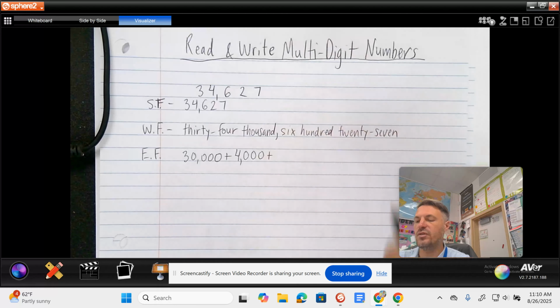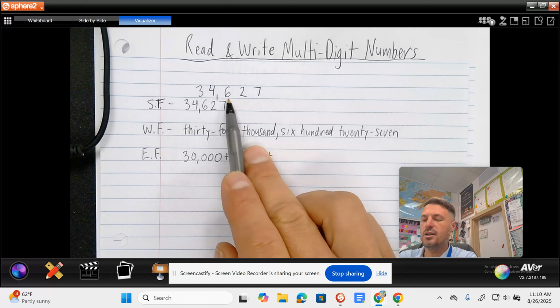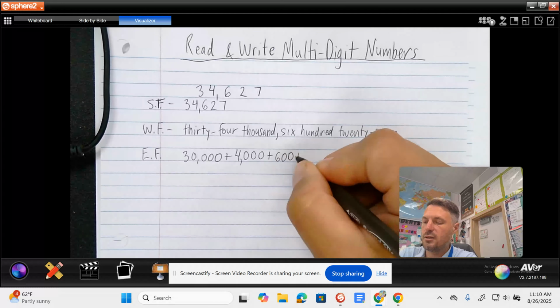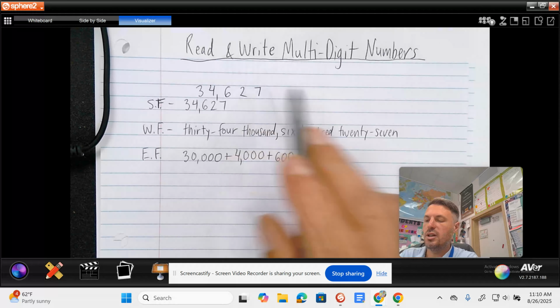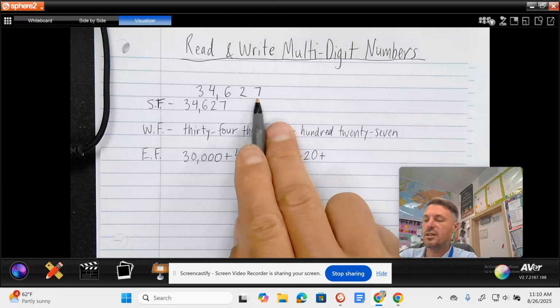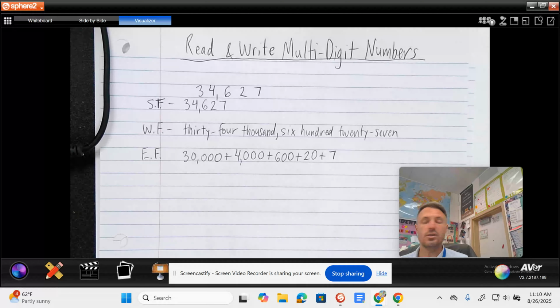Then we add that to the value of the next digit, moving from the left to the right. Here, the next digit is a 6, and it's in the hundreds place, so its value is 600. Plus, the next digit is a 2, it's in the tens place, so its value is 20. Plus, the next digit is a 7, and it's in the ones place, so its value is just 7.